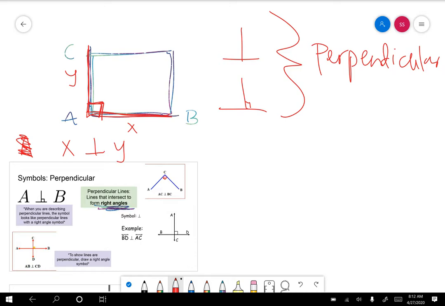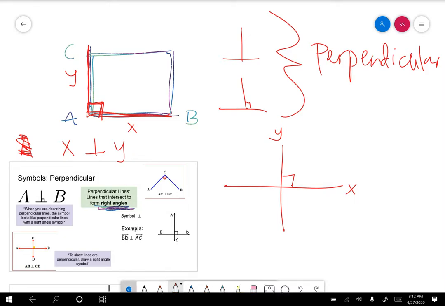Now, if we just have a shape and we want to indicate on the lines that they're perpendicular, again, we would just use the right angle symbol. So this is showing that this line right here, we'll call that again line X and line Y, line X is perpendicular to line Y.